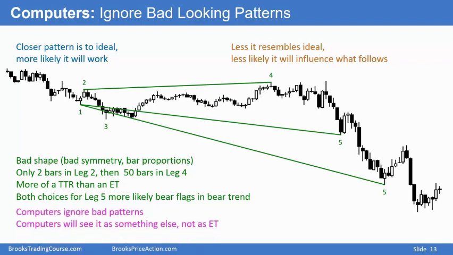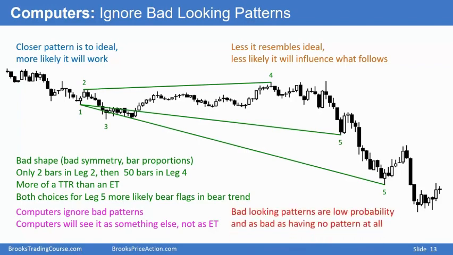Computers ignore bad-looking patterns; they'll always look at it as something else rather than an expanding triangle. Bad-looking patterns, therefore, are low probability. They are as bad as having no pattern at all. So do not trade patterns that look bad.